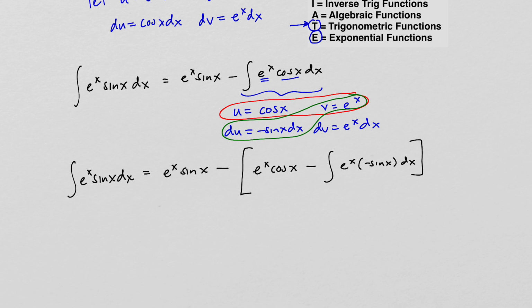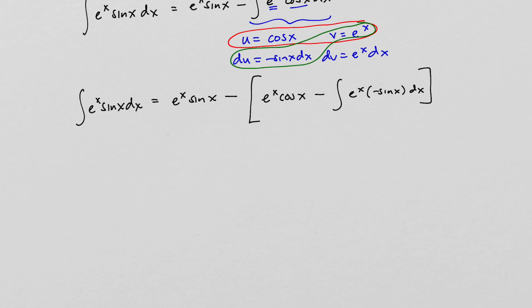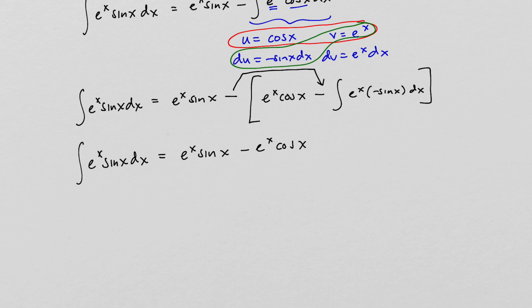Now, let's just pause for a minute because the integral we end up with here, if you look at it carefully, is a lot like the integral that we started with. So we get what is called a repetition here. Let's remove the parentheses and see what we have. So the integral of e to the x sine of x dx is equal to e to the x sine of x minus e to the x cosine of x. And then this negative gets distributed to this negative, turning it into a positive, but then we have another negative on the outside. So this is going to be minus the integral of e to the x sine of x dx.